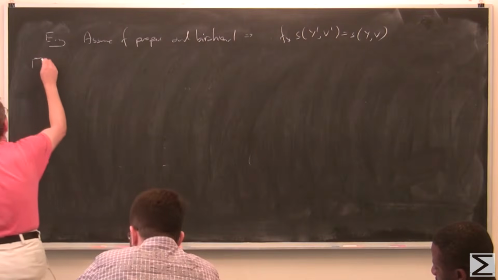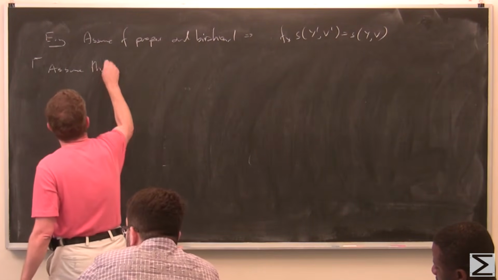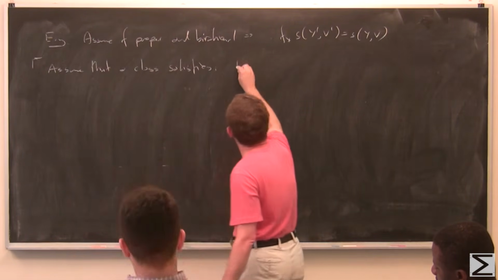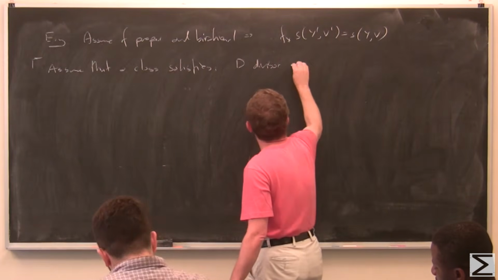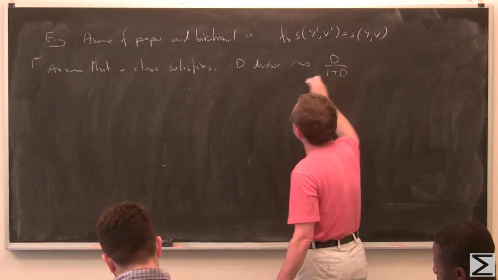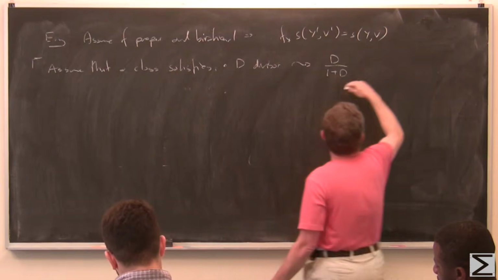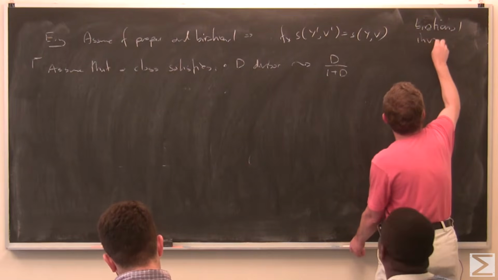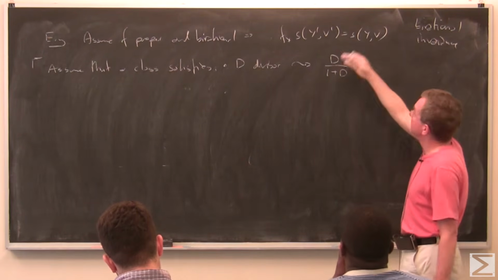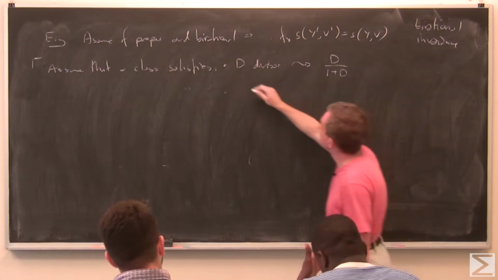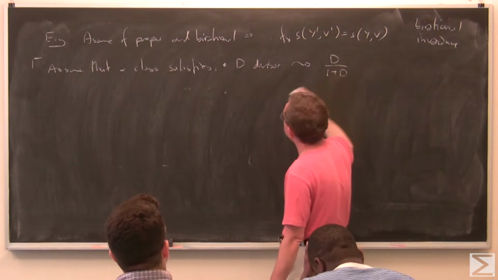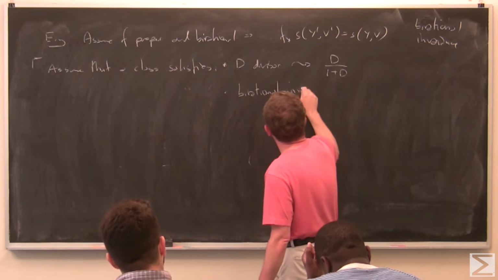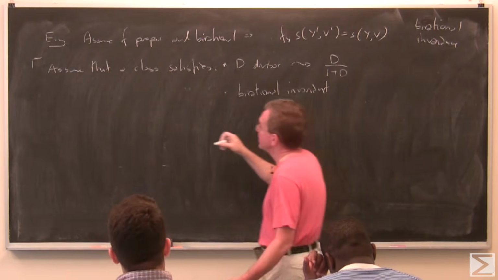So as a little aside, assume that a class satisfies, number one, if D is a divisor, then you get D over 1 plus D. And number two, this property. This is a birational invariance, I guess, of Segre classes, right? They are preserved by birational maps. Number one, for a divisor, you get what you get for a Segre class. And number two, it's birational invariant. Then that class is the Segre class.